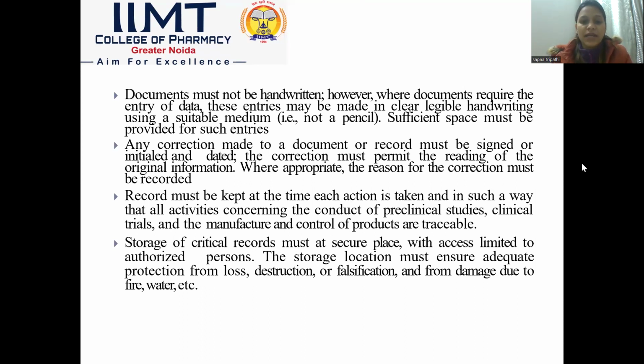Records must be kept at the time each action is taken and in such a way that all activities concerning the conduct of preclinical studies, clinical trials, and the manufacture and control of product are traceable. Storage of critical records must be in a secure place with access limited to authorized persons. The storage location must ensure adequate protection from loss, destruction, or falsification and from damage due to fire, water, etc.